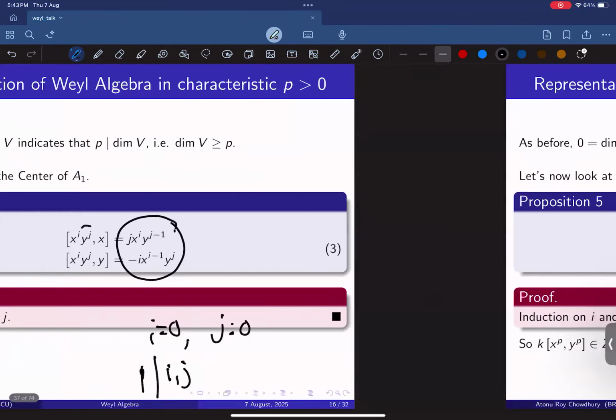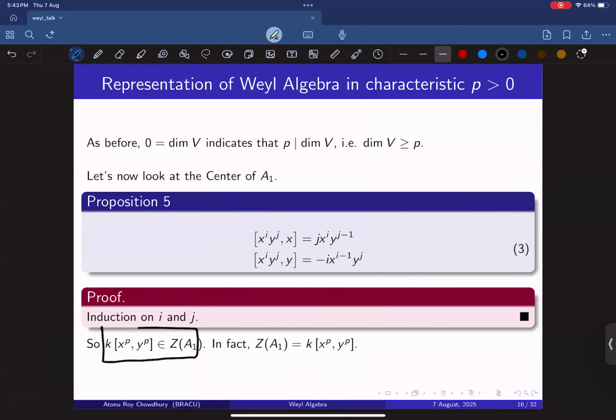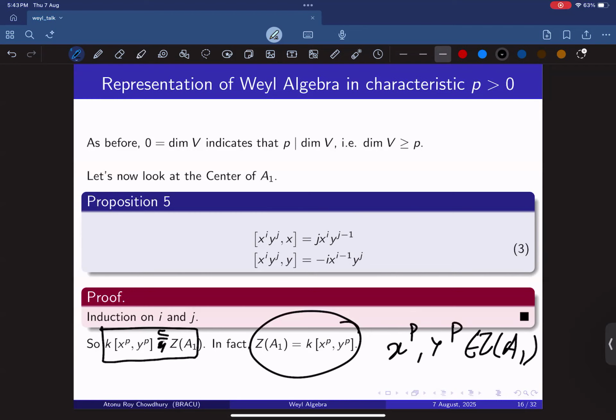Right. So therefore, the polynomial ring generated by x^p, y^p, I made another typo, this should be a subset. So this is a subset of the center. In fact, you can show that the center is basically this. That means all the elements of the center are in this polynomial ring. All right. So in particular, we have seen that x^p and y^p are in the center, right? So if we consider an irreducible representation, then the representation of these algebra elements are going to be scalars.